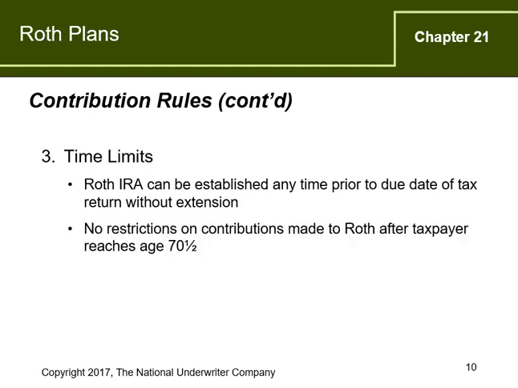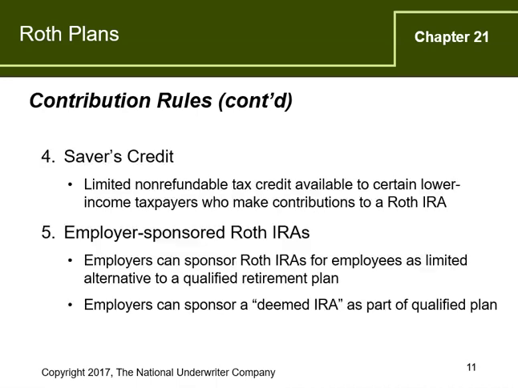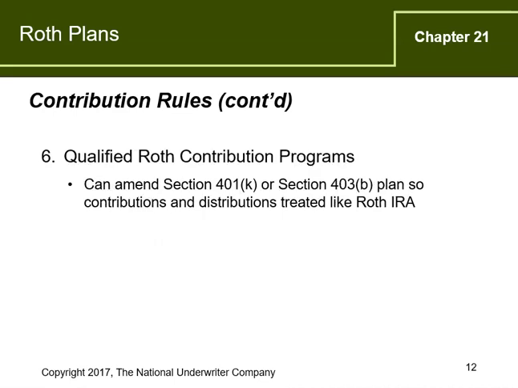Time limits: Roth IRAs can be established any time prior to the due date of the tax return without extensions. And there are no restrictions on contributions to the Roth after the taxpayer reaches 70 and a half. There is a saver's credit, limited non-refundable tax credits available to certain lower income taxpayers who make contributions to a Roth IRA. And employers can sponsor Roth IRAs for employees as a limited alternative to a qualified retirement plan. And employers can sponsor a deemed IRA as part of a qualified plan.